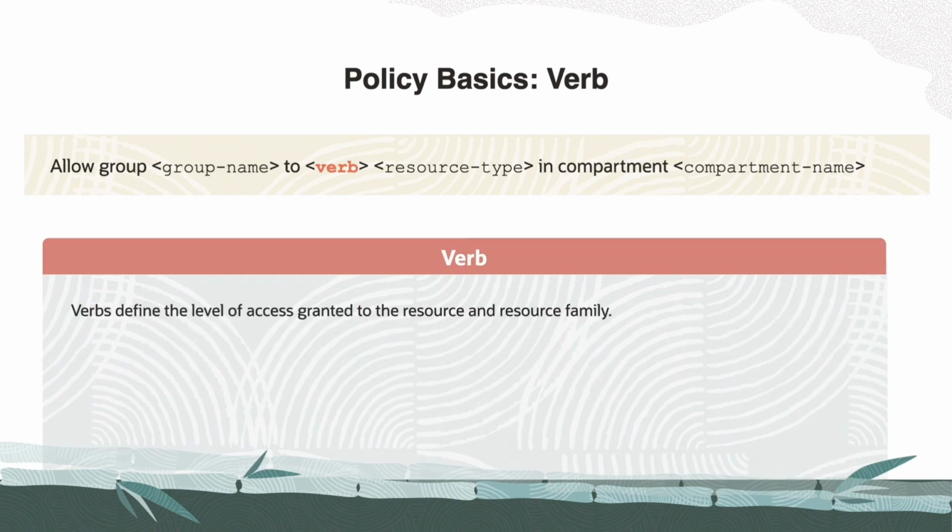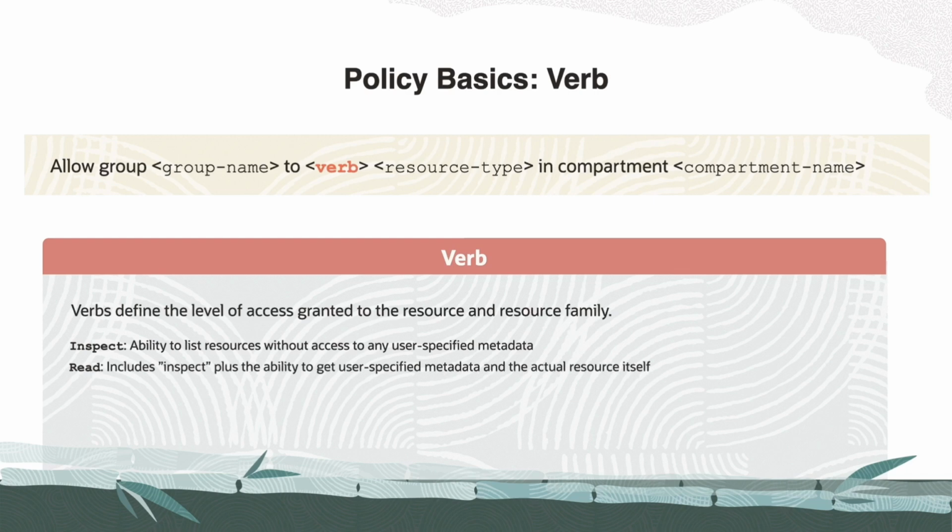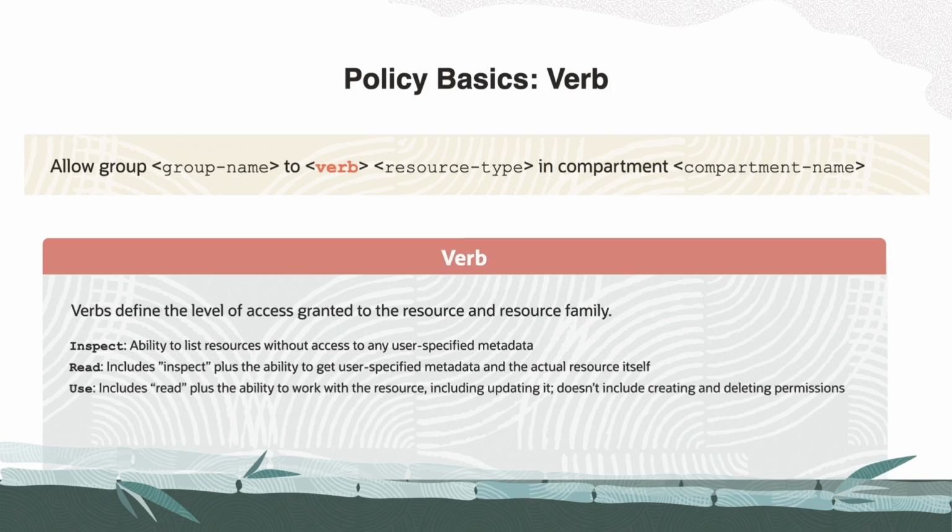Verbs define the level of access that would be permitted to the resource or resource family. Verbs include, from least to most permissive, inspect, which gives the ability to list resources without access to any user-specified metadata. Read includes inspect plus the ability to get user-specified metadata and the actual resource itself. Use includes read plus the ability to work with the resource, including updating it. Generally, this does not include creating or deleting permissions. And finally, manage includes all permissions, including creating and deleting.